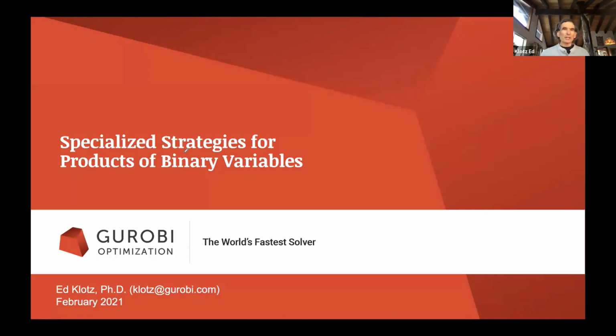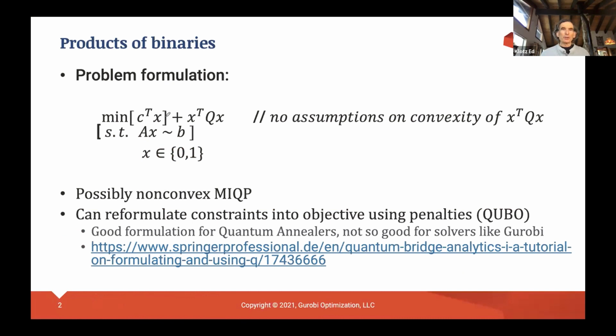So today we're talking about specialized strategies for products of binary variables. For starters then, let's talk about the problem type of interest. We're going to assume that all the variables are binary, but this is not a requirement in the sense that a lot of the ideas that we will go into actually apply if only a subset are binary.